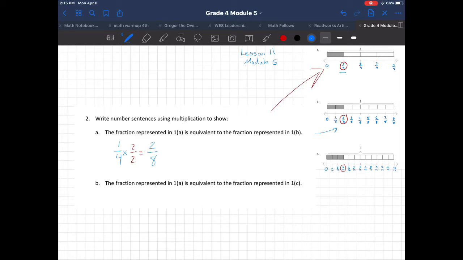And then for b, the fraction in 1a, which was still 1/4. The fraction in 1c was 3/12. What did we have to multiply by to find this equivalent fraction? It would be 3/3, which would equal 3/12.